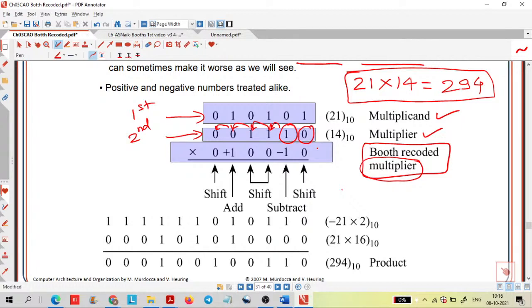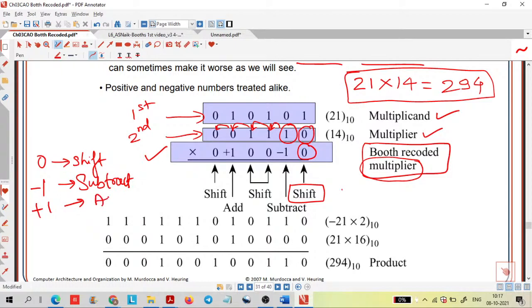After writing this Booth recoded multiplier value, 0 indicates a shift operation, -1 indicates a subtraction operation, 0 indicates shift only, and +1 indicates addition. After writing the multiplicand, the multiplier and the Booth recoded multiplier, these three steps, what to do now?